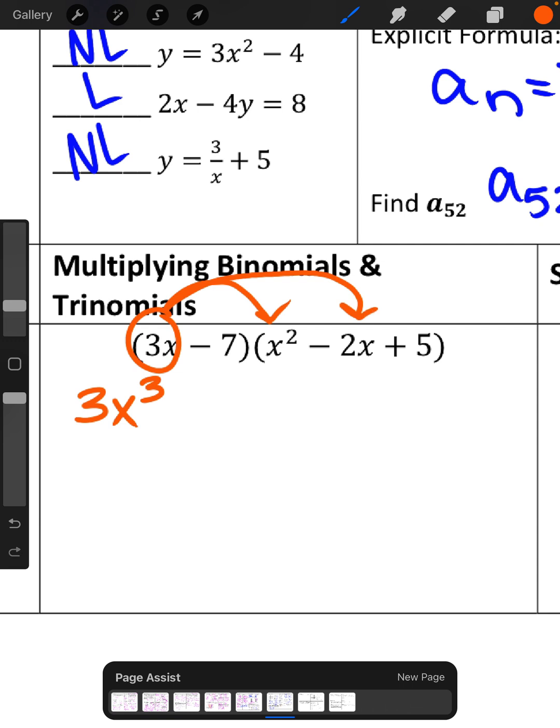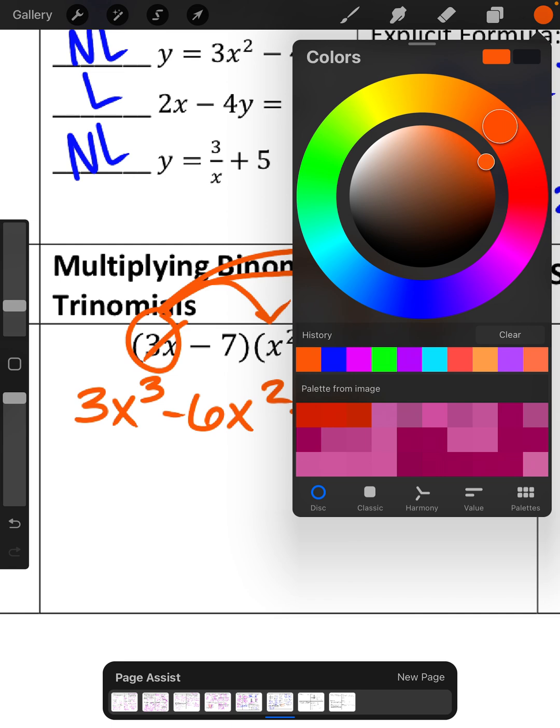Okay, actually, let's not do that. 3x times negative 2x, so 3 times negative 2 is negative 6. X times x is x squared. And then 3x times 5. 3 times 5 is 15, and then they don't have any x's in common, so it's just going to be x. So now I am done with that 3x.